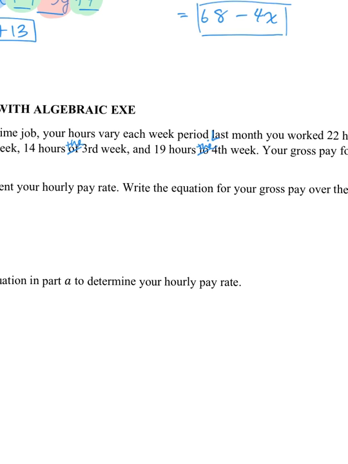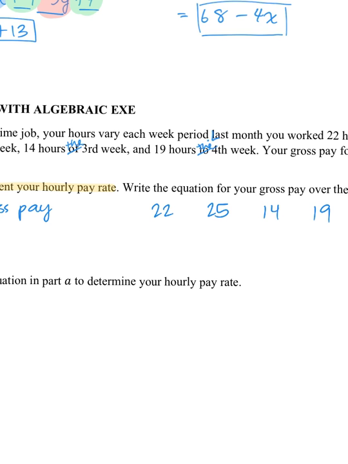All right, for part A, let P represent your hourly pay rate. Write the equation for your gross pay over these 4 weeks. Well, starting this out, we know that P is our hourly pay rate, and we also know that we're trying to write an equation for gross pay. Well, I'm going to go ahead and pick a variable for gross pay. I'm going to say let G equal gross pay. And I want an equation for my gross pay over these 4 weeks. Well, I know the first week I worked 22 hours. The second week I worked 25. Third week was 14. And the fourth week was 19 hours.